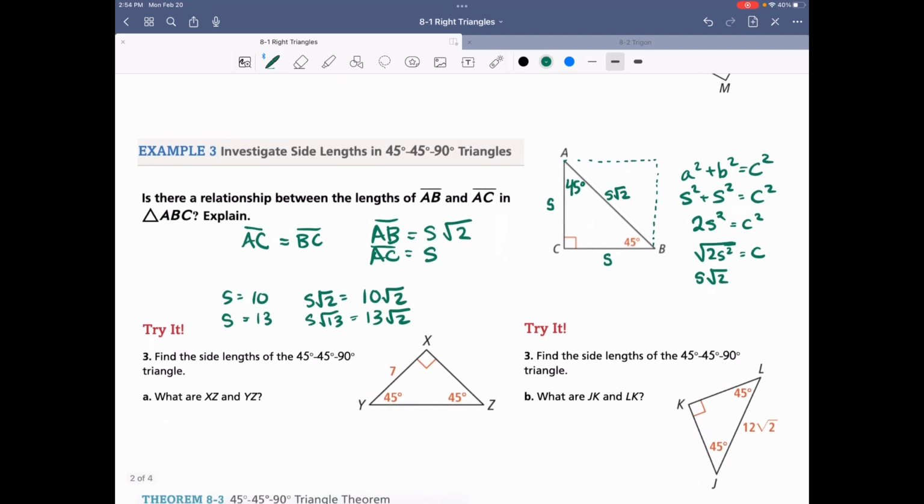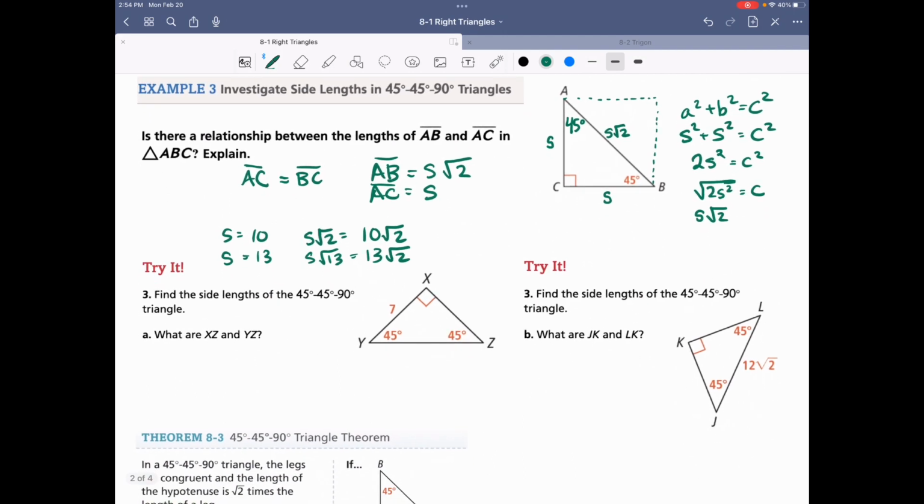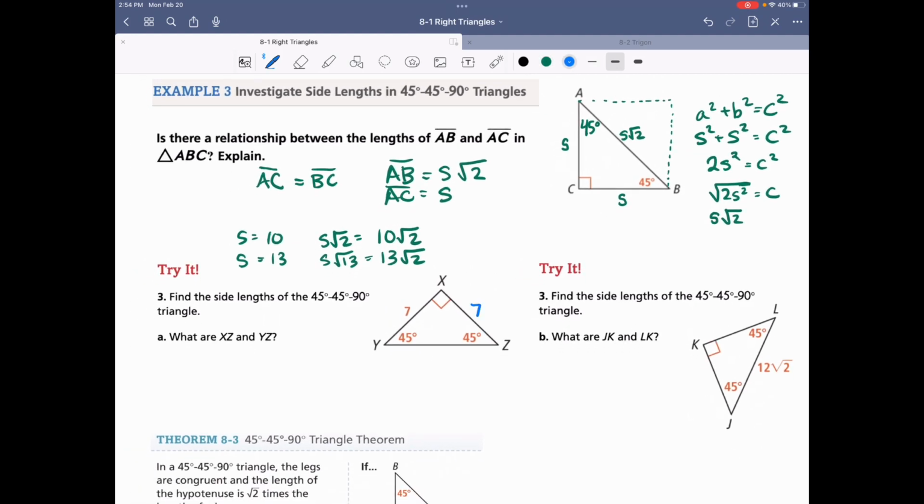All right. So let's try that. If we know that these are 45, 45, 90 triangles, then we can use that same property. And we can just label the other sides of the triangle. If that's 7, then this is also 7. And then this would be 7 square roots of 2. So what are XZ and YZ? XZ is equal to 7. And YZ is equal to 7 square roots of 2.